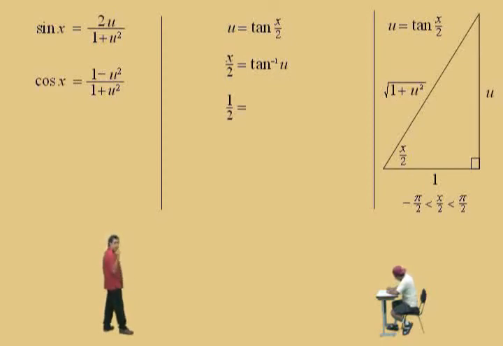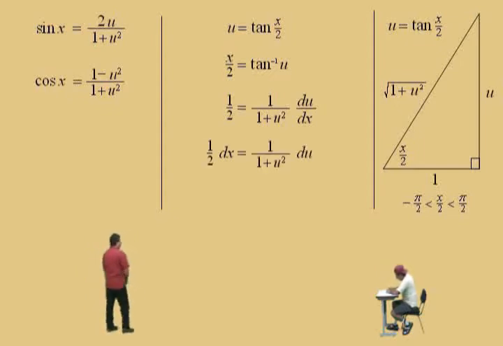Now, we're going to differentiate the right-hand side with respect to x. Now, this is implicit differentiation. So what do we get, Charlie? Derivative of inverse tangent of u with respect to x is what? 1 over 1 plus u squared du dx. That's right. And remember, this implies that 1/2 dx is equal to 1 over 1 plus u squared du. There we go. Okay, we're almost done.